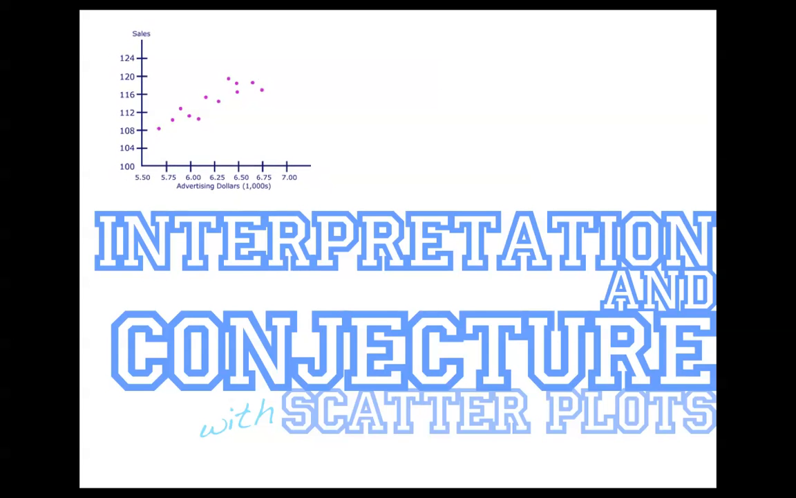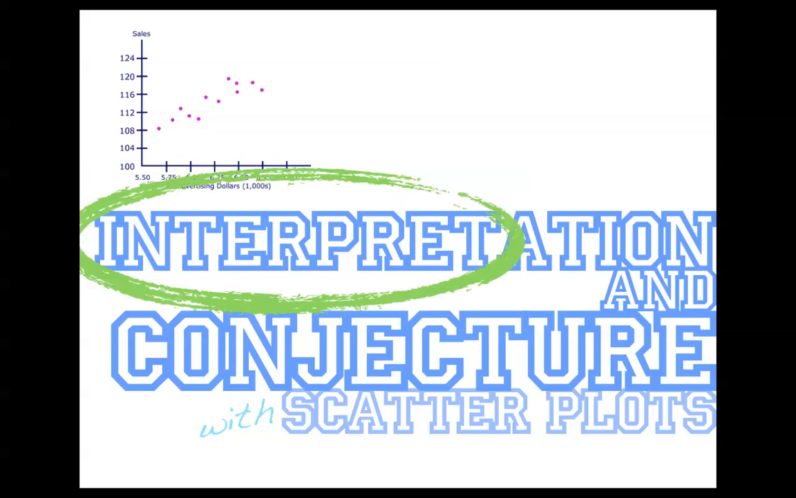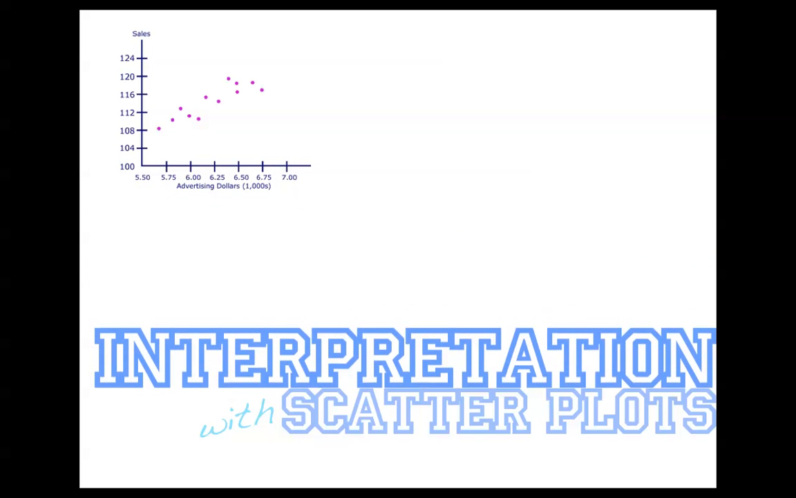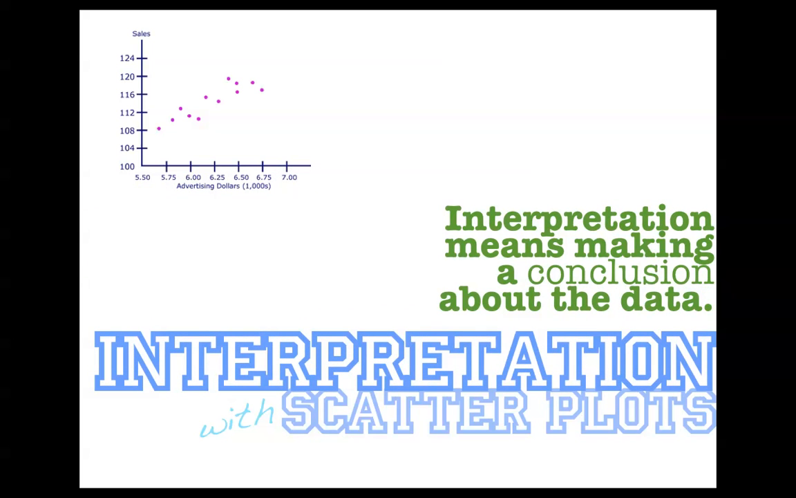So what we're going to do is take a scatter plot and interpret it, and we're going to make conjectures about it. Let's start with interpretation. Interpretation means making a conclusion about the data, and I think you know what a conclusion is. A conclusion is when you look at something and you come up with what the point of it is, right?